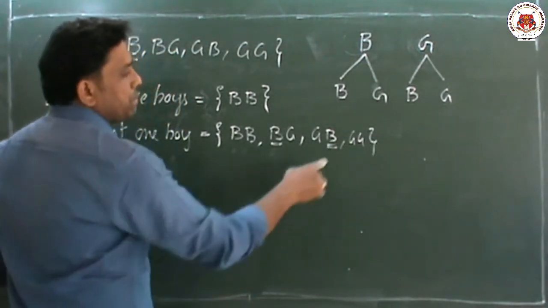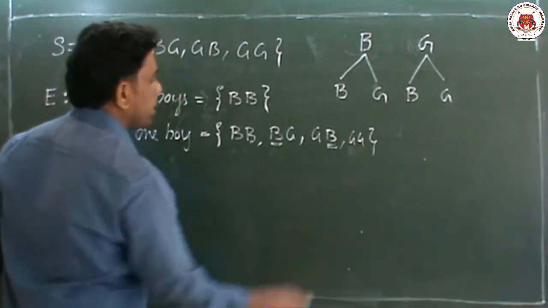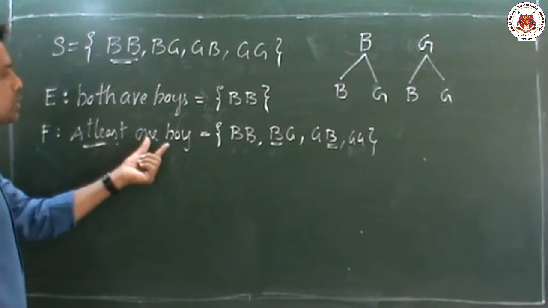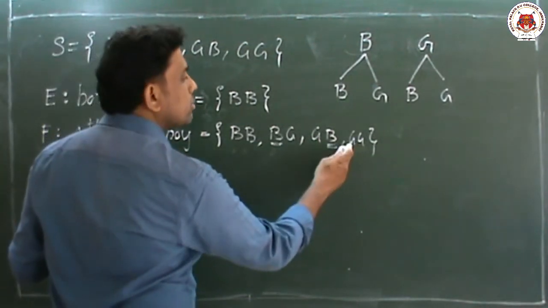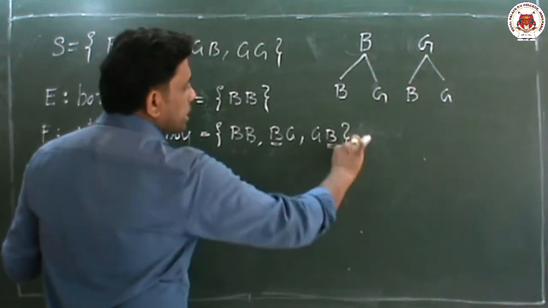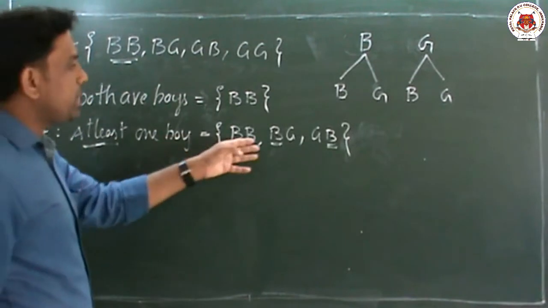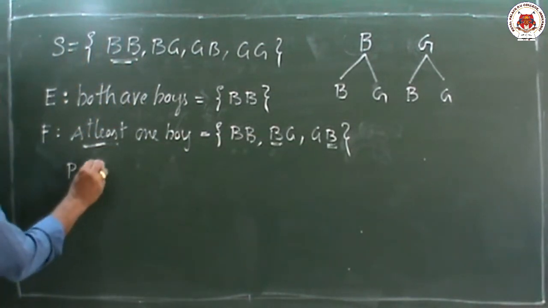Why we won't take it? Because here both are girls. Here there is no boy. Here it is at least one boy, one boy at least is needed, and in GG there is no boy, only two girls. So don't take this one. That means finally what is F? F means BB, BG, GB. So definitely we have to write E by F.